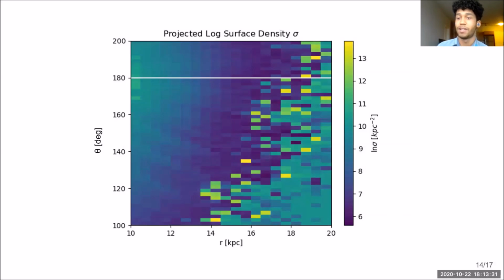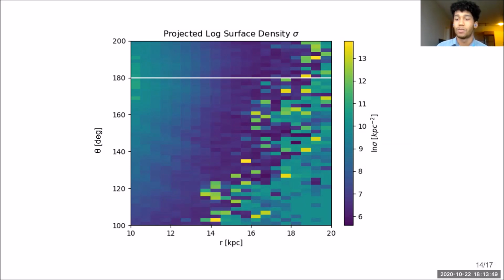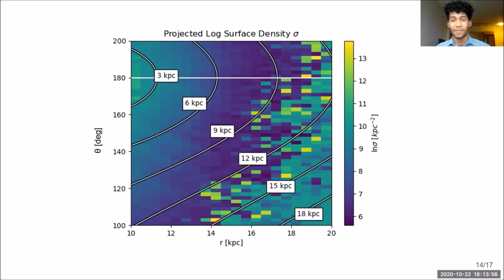Here we plot between an azimuth of 100 and 200 degrees, and from 10 to 20 kiloparsecs in radius, which lies in a region just beyond the sun. For this data to be reliable, we'd expect that the projected surface density should be relatively constant with azimuth and line up with these vertical lines. However, what we're seeing is that the projected surface density more closely follows the lines of constant distance from the sun. And because of this incompleteness, we decide to work only on the data between 170 and 190 degrees in azimuth.